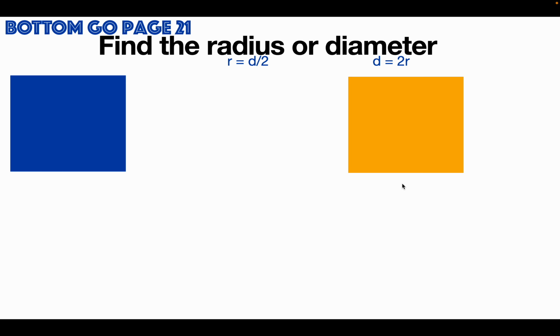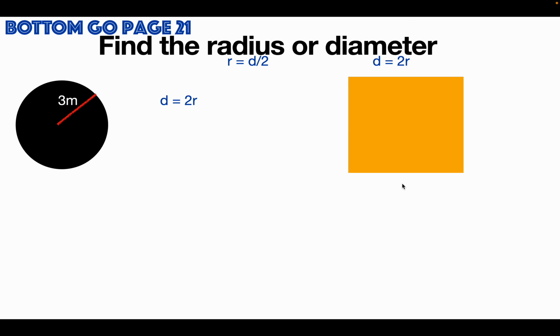So the first one, we're going to look at it. It gives us our radius, so that means we need to find our diameter. So you write your formula for your diameter, and you plug in what you know. So now we do the math. Our diameter equals 2 times 3. So diameter equals 6 meters.